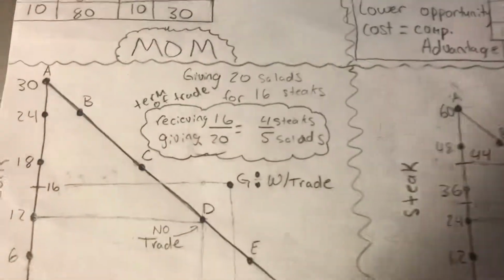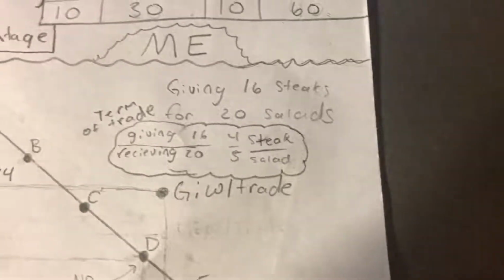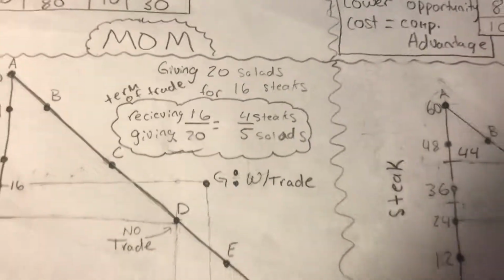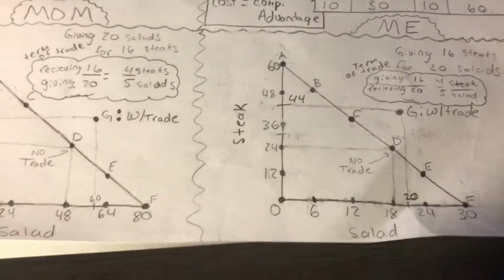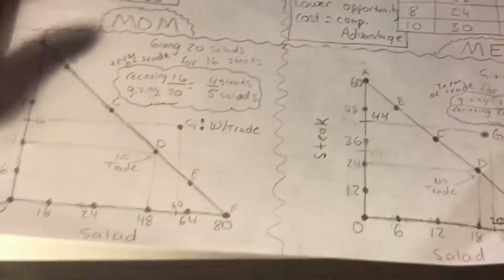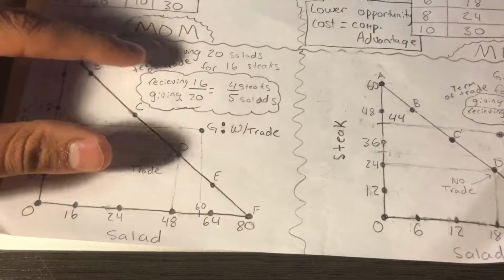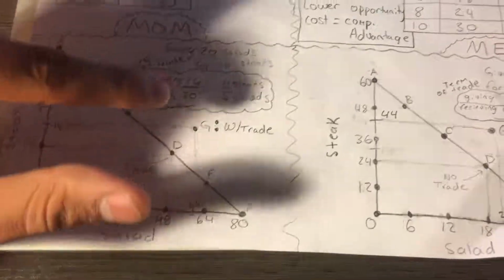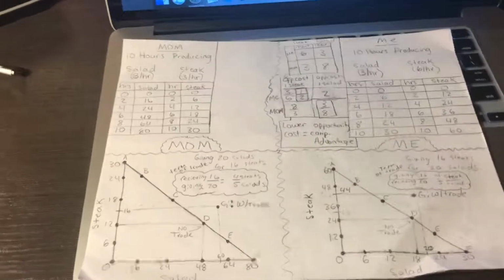Now, our term of trade would be here. That refers to how many steaks would we have to sell or trade per salads. So the term of trade would be 4 steaks per 5 salads. And that concludes my Unit 2 milestone.